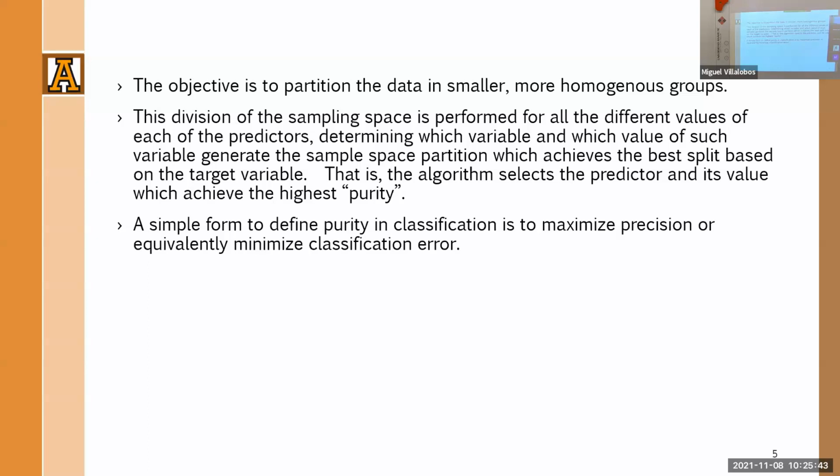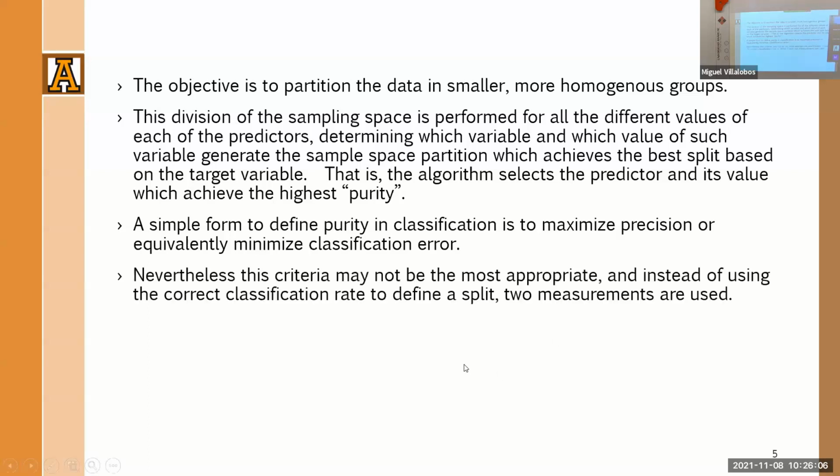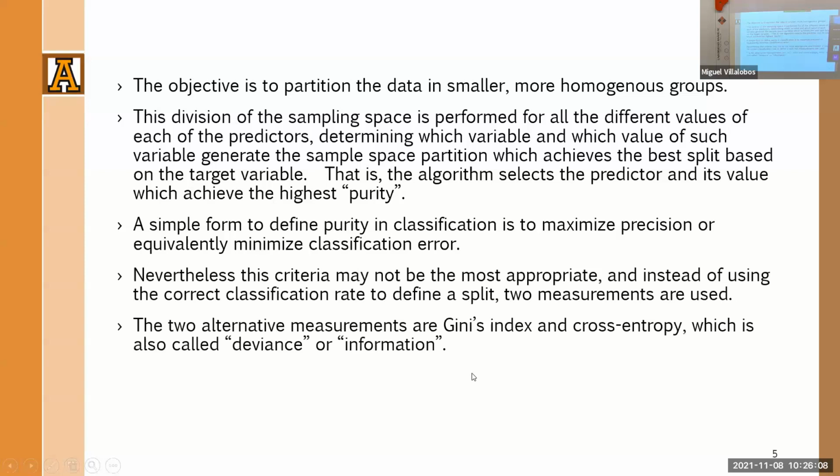There are two other criteria. One is called entropy. That's one of the decision criteria that we're going to be using for purity. And the other one is going to be the classification, an information measure. One of the measures that we'll be using is Gini's index.